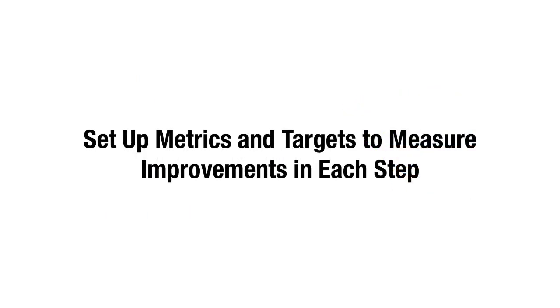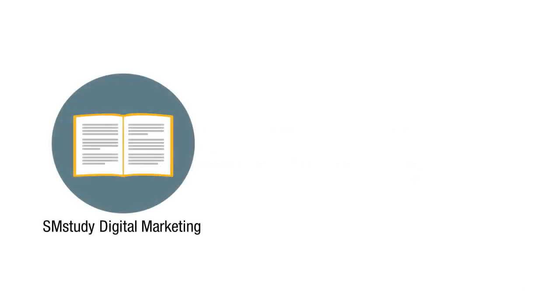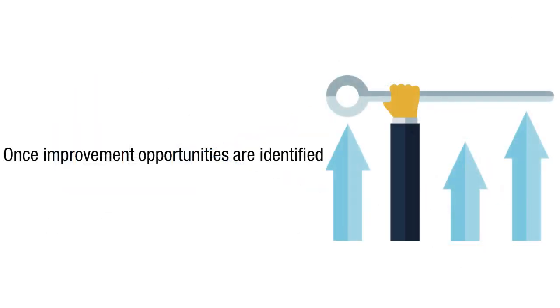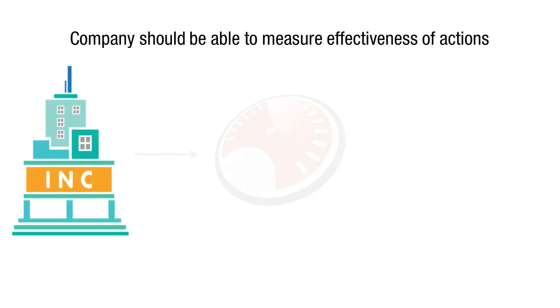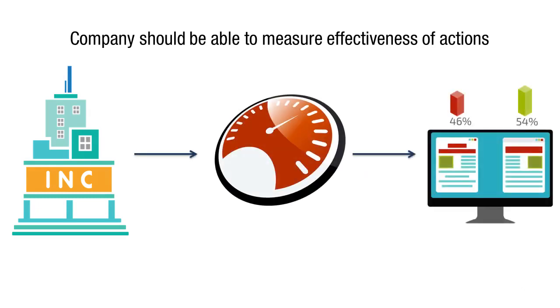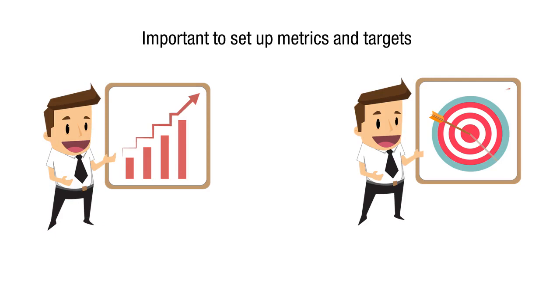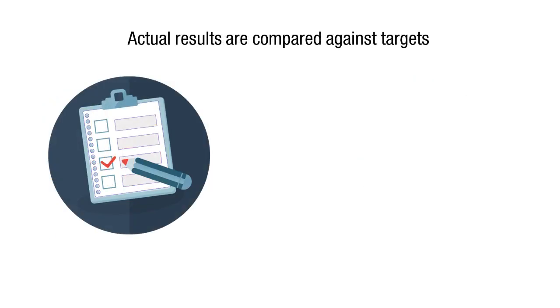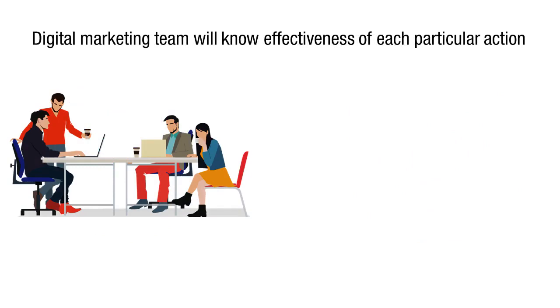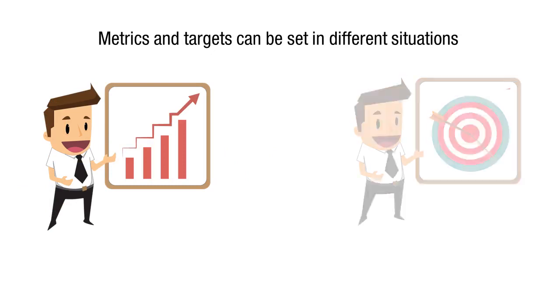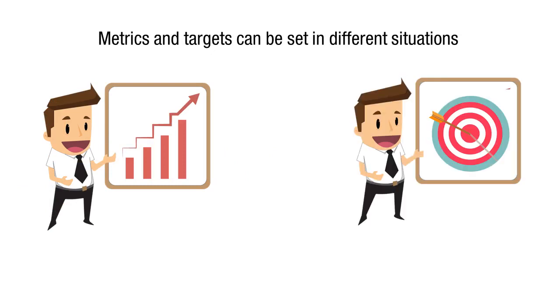Setting up metrics and targets to measure improvements in each step is the fourth and final step in the SM Study Digital Marketing Evaluation and Improvement tool. Once improvement opportunities are identified, a company should be able to measure the effectiveness of actions undertaken to implement those improvements. For this, it's important to set up metrics and targets for each action. It's only when the actual results are compared against the targets that the digital marketing team will know how effective each particular action is. Some examples of how metrics and targets can be set in different situations are the following.